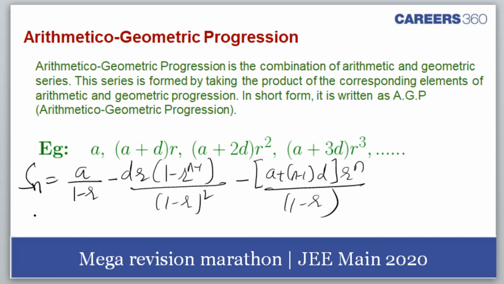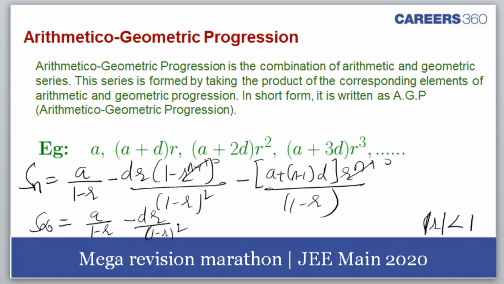And S infinite, that is, if an infinite AGP is considered, we'll get a upon 1 minus r, and this would become 0, this would become 0, because mod of r would be taken as less than 1, right? So what do we get? Minus dr upon (1 minus r) whole square. That would be the sum to infinity of the AGP. Okay.